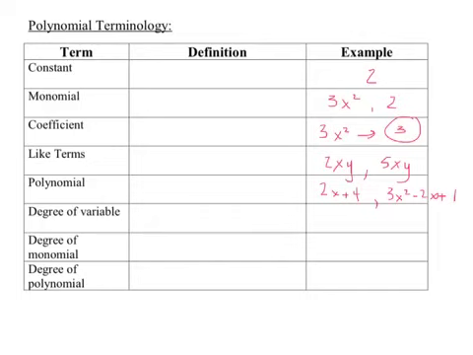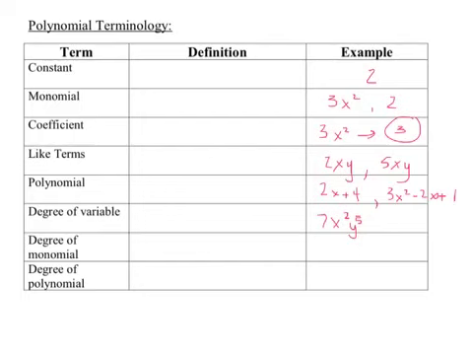Okay, so if we had something like this, let's take a look at an example. 7x squared y to the fifth. Okay, the degree of the x term is 2, the degree of the y term is 5. So it's simply just the exponent itself. Okay?